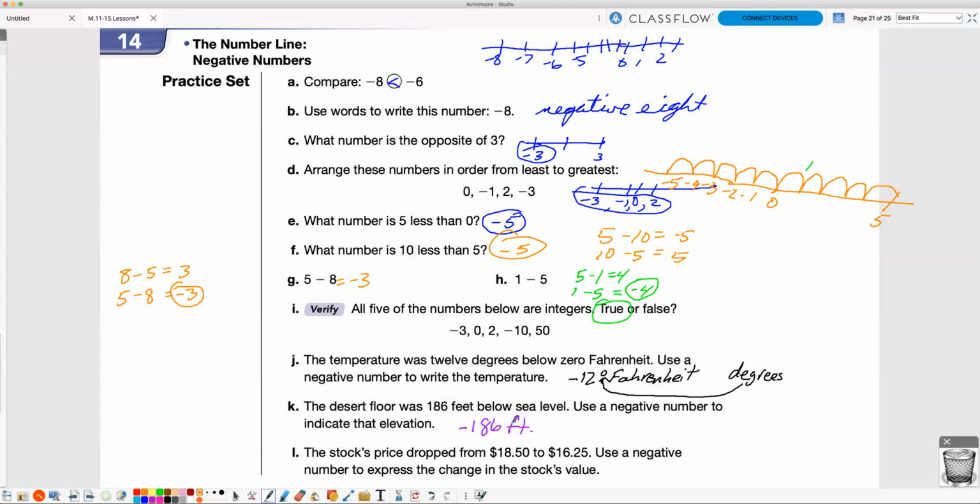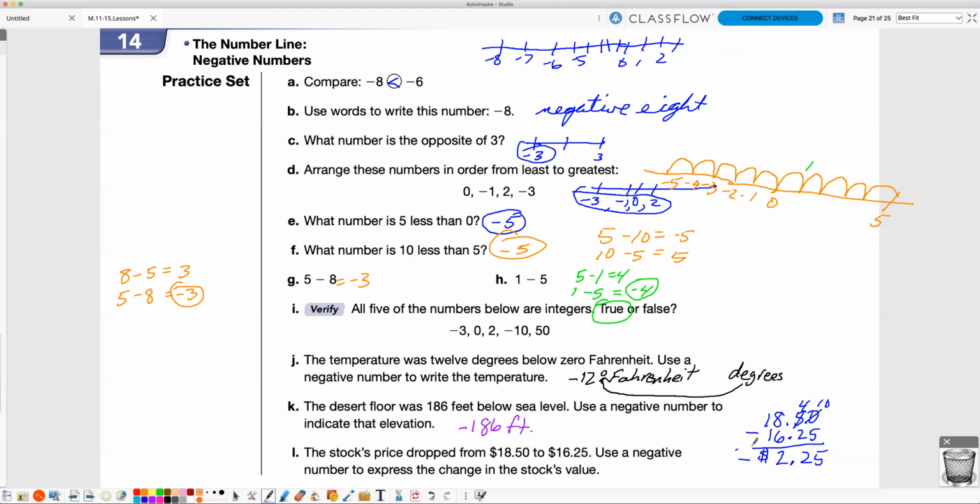Letter L, the stock's price dropped from $18.50 to $16.25. Use a negative number to express the change in the stock's value. So that means we need to take $18.50 and subtract $16.25 to find out what the drop was. And I'm not going to even borrow here. I know what 50 cents minus 25 cents is. But if I didn't, I would have to borrow here. That'd be 4, this would be 10. And then I've got $2.25. That's the change. But it would be negative $2.25 because it says use a negative number to express the change in the stock's value.